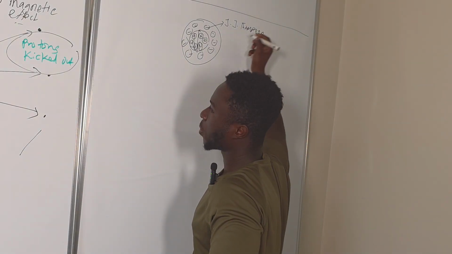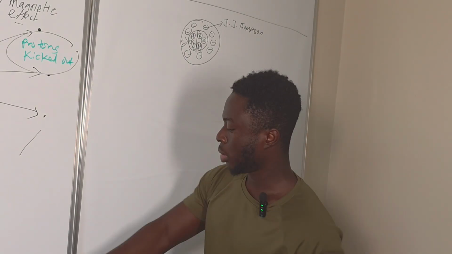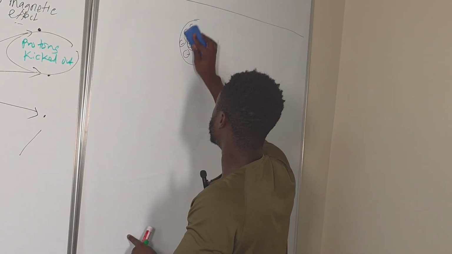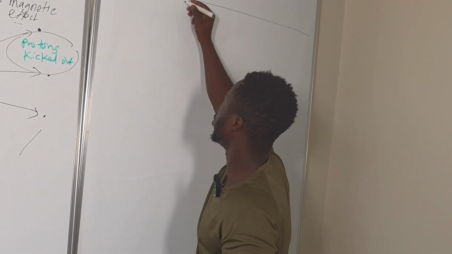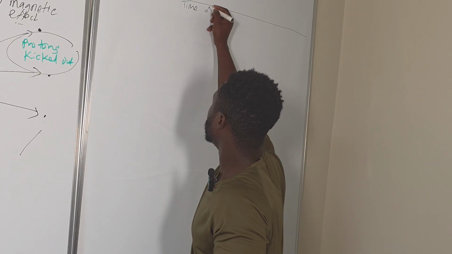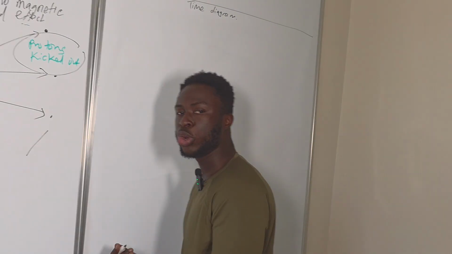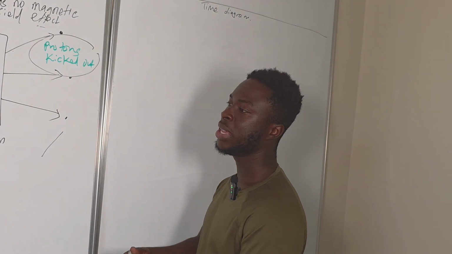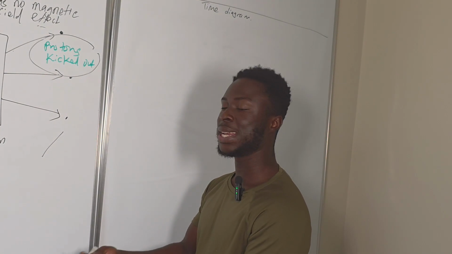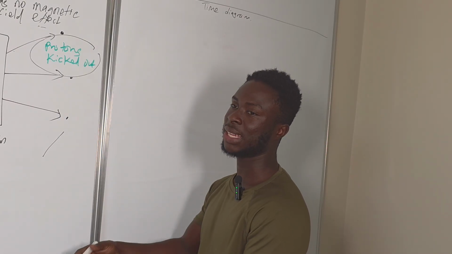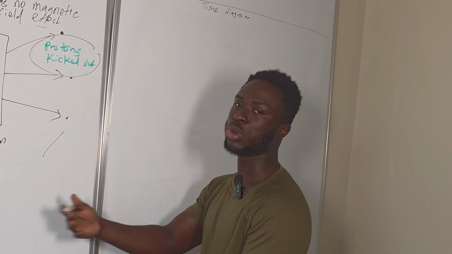J.J. Thomson. Right. Okay, let me just erase this and then let's draw some type of timeline diagram for it. So first of all, we know that before any type of structure was coined, the original idea might have come from John Dalton, but Dalton did not propose any type of structure. He just made his 5 postulates, right?